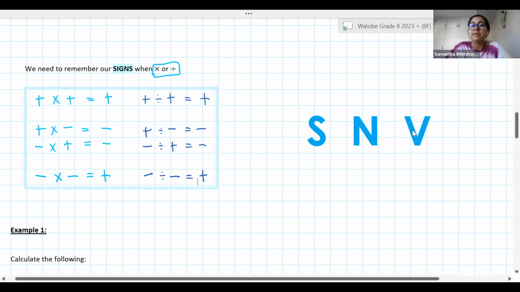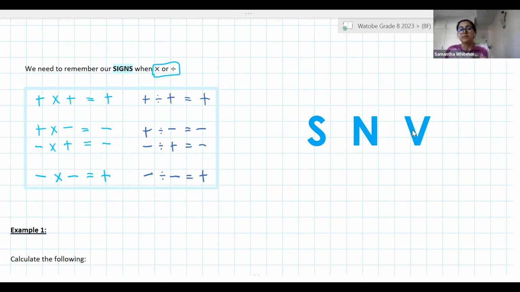So what we need to remember is our signs when multiplying and dividing. Now I know there's rhymes out there, like love to hate and hate to love and all the rest of it. You remember it how you need to remember it. It's completely up to you. As long as you are remembering your signs when you are multiplying and dividing, I honestly don't mind how you choose to remember it.